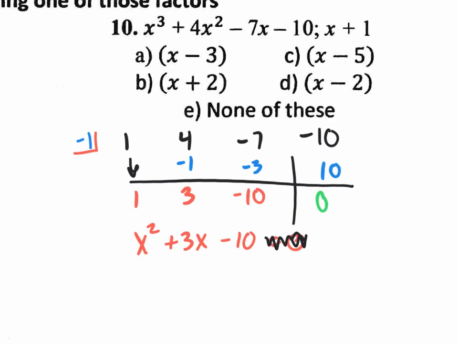So what times what gives you -10 that if you combine together is +3? -2 and +5. Thank you. So which are the correct answers on number 10? C and D. Wait, oh, no. Sorry. B. No. C. No.